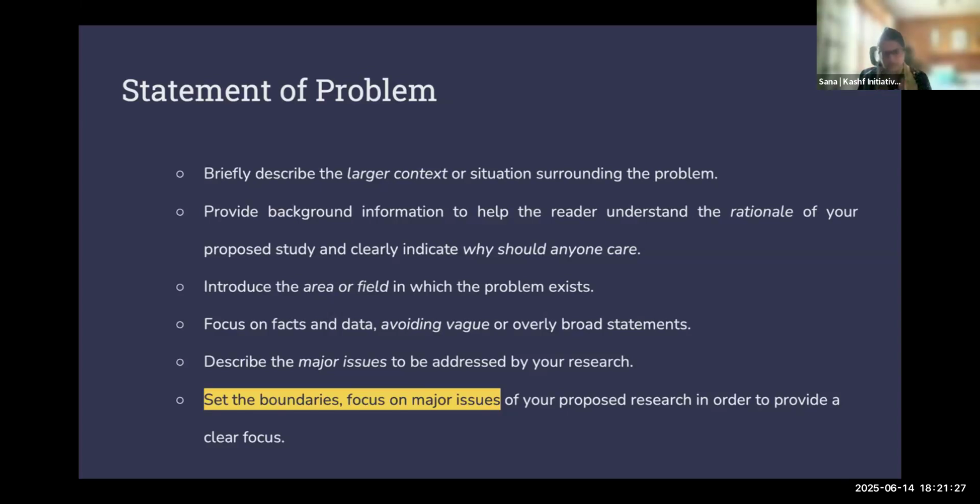The idea is to give a clear focus, set your boundaries, tell the scope. Therefore, for instance, in this title, if my scope is Indian metropolitan cities, I clearly outline that, of course, I'm going to focus on metropolitan cities and not, say, non-metropolitan cities or some rural setting, right?